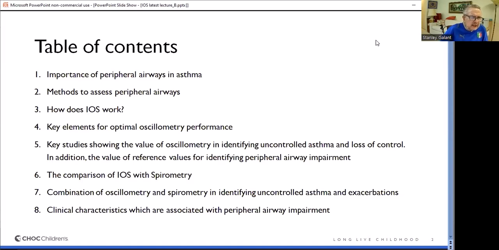I'll also go through a section comparing oscillometry with the gold standard spirometry. We'll also touch on what if you added oscillometry to spirometry. Is there advantage in doing that in identifying uncontrolled asthma and exacerbations? And I'll close with the topics that are the title of my presentation, clinical characteristics which you can determine in your office, which is highly associated with peripheral airway impairment, in case you don't have the device to measure it directly.